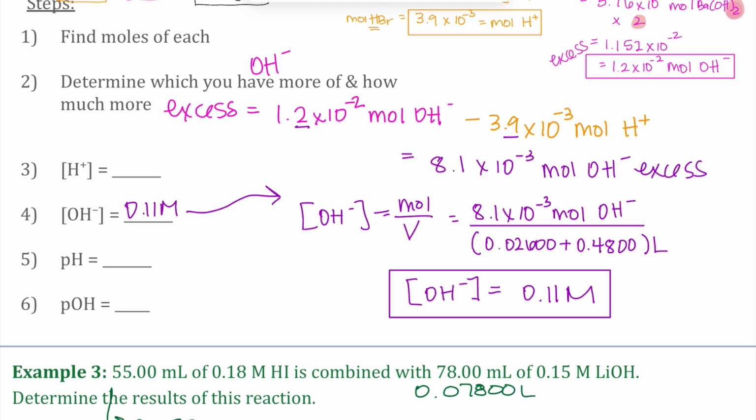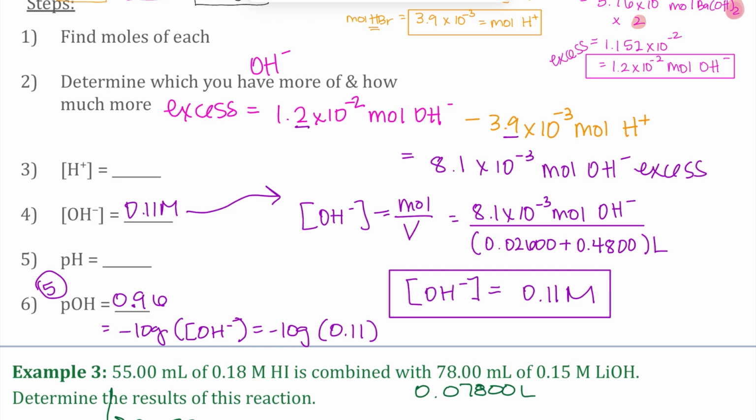Then I need to find my pOH. So step 5 would be to find that pOH. We know that pOH is the negative log of our OH concentration. So negative log of 0.11, and we get 0.96, 2 sig figs, those 2 digits after the decimal.